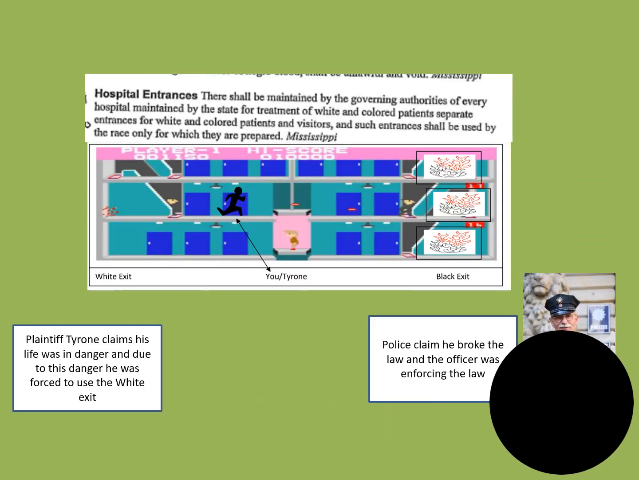Who is not? In this scenario, we're looking at hospital entrances and exits, and here we have all of the exits and entrances. If this individual uses the white exit, is he in violation of the law? Can he potentially get arrested?